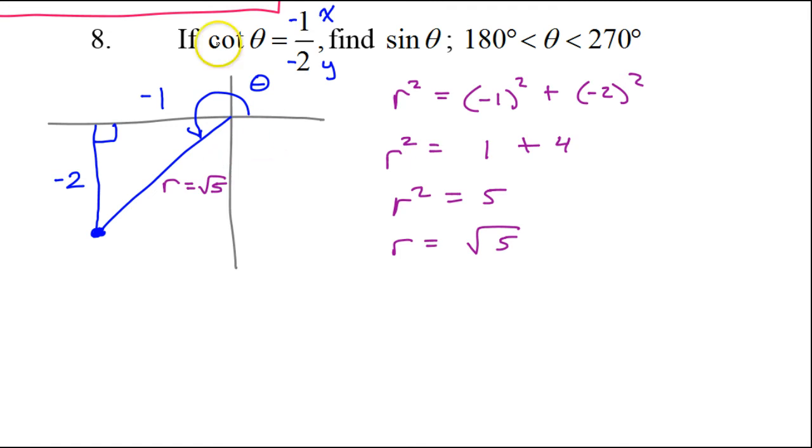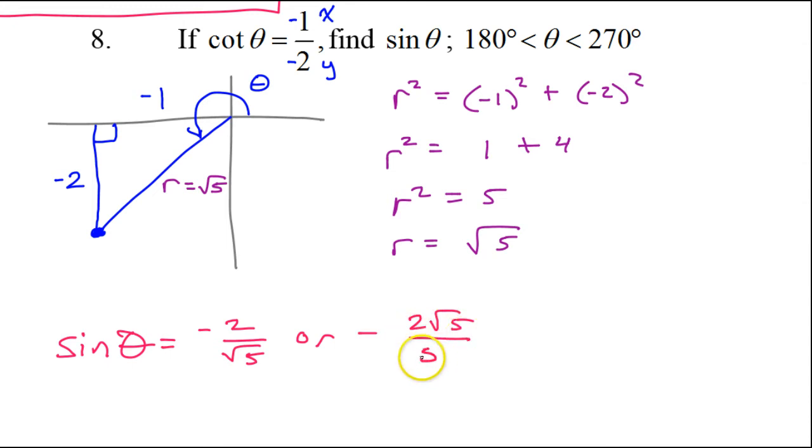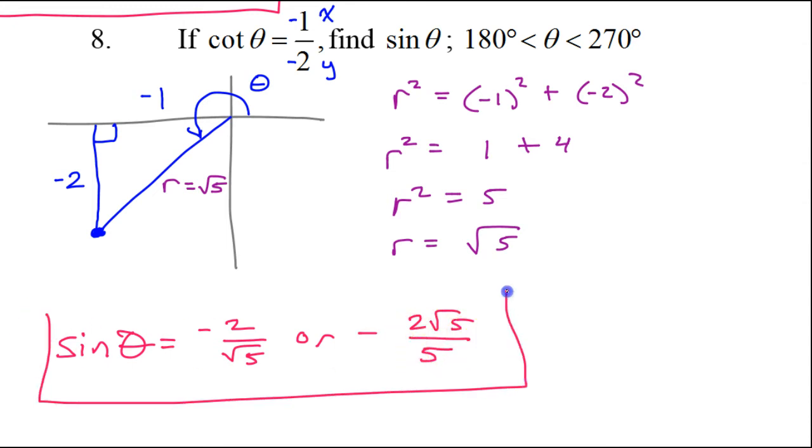So now I can do the sine. Sine is the y value over the hypotenuse, the y value over the radius. So that's going to be negative 2 over radical 5. Or if I rationalize the denominator by multiplying the numerator and denominator by radical 5, that would make this negative 2 radical 5 over 5. So that'll be the sine of theta.